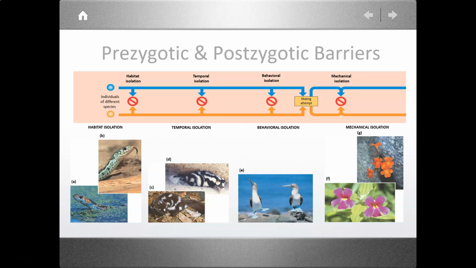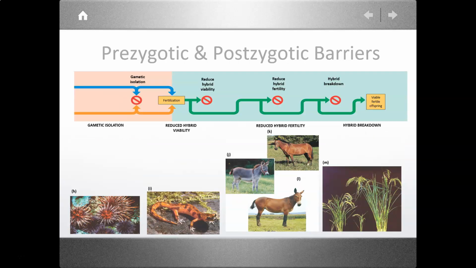So this is a nice figure in your textbook. Take some time to look at it, but it'll talk you through and give you some examples of the different types of pre- and post-zygotic barriers with some actual examples.